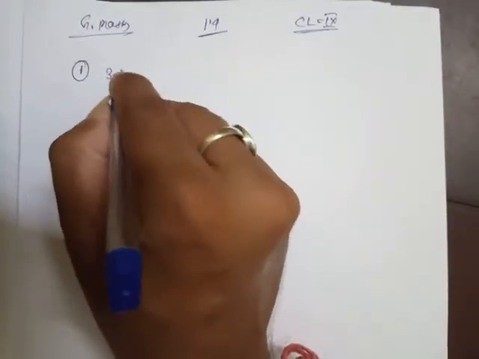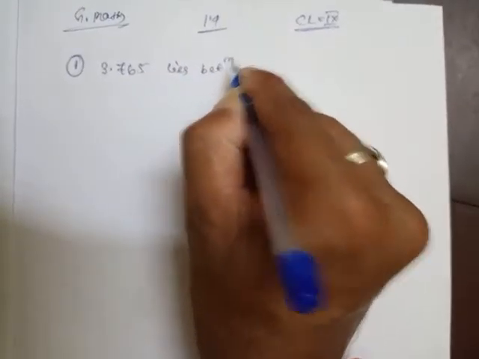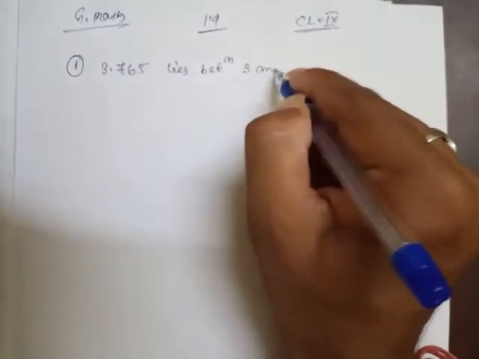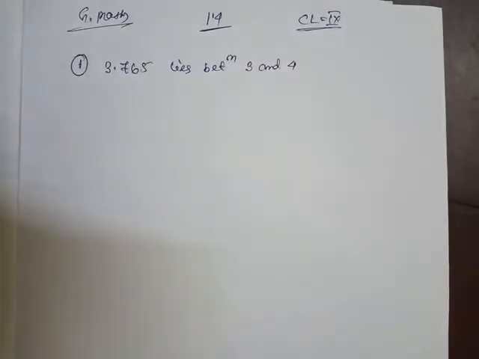Students, the first question is 3.765. Basically we know that 3.765 lies between the numbers 3 and 4, so we'll write here that 3.765 lies between 3 and 4. This is the first part. Now how to solve this one? We'll have to show 3.765 on the number line by successive magnification.